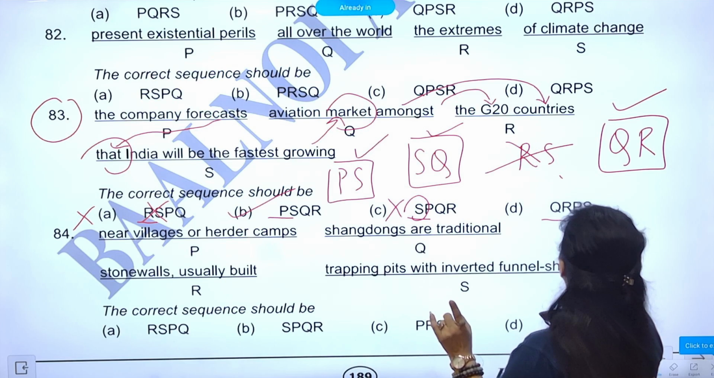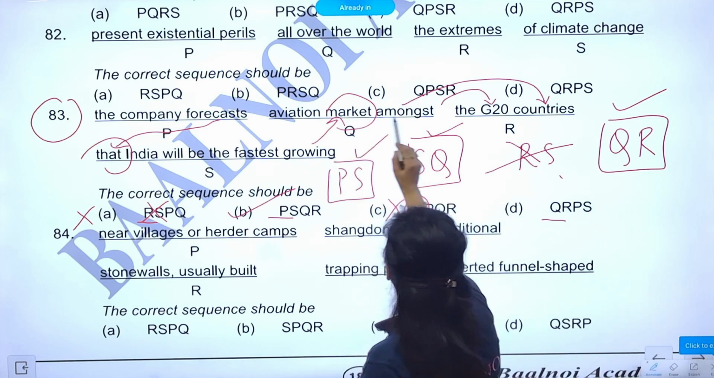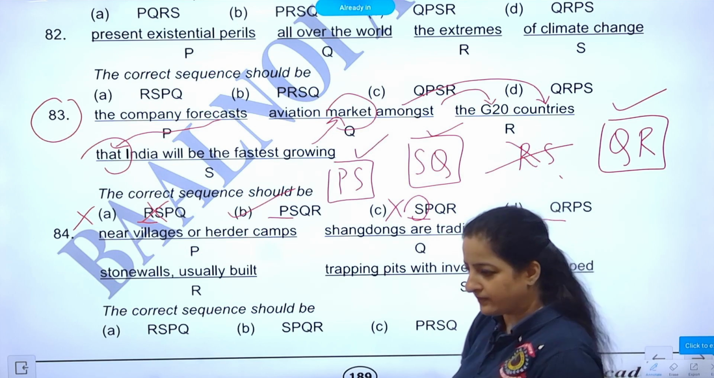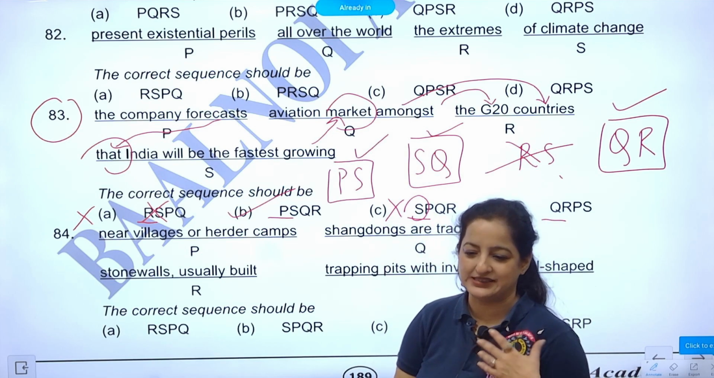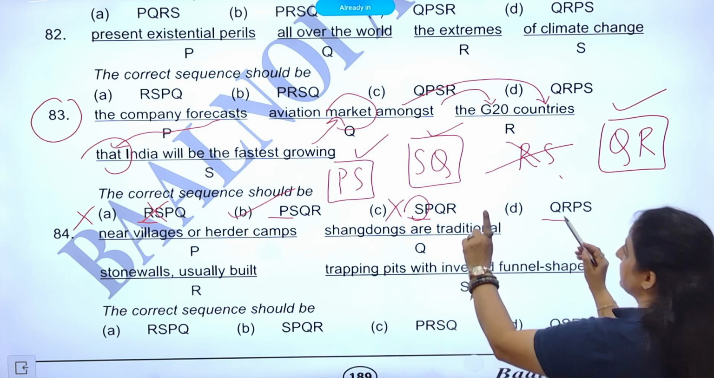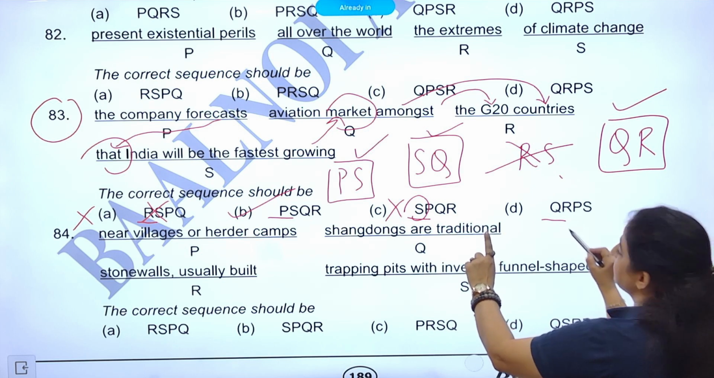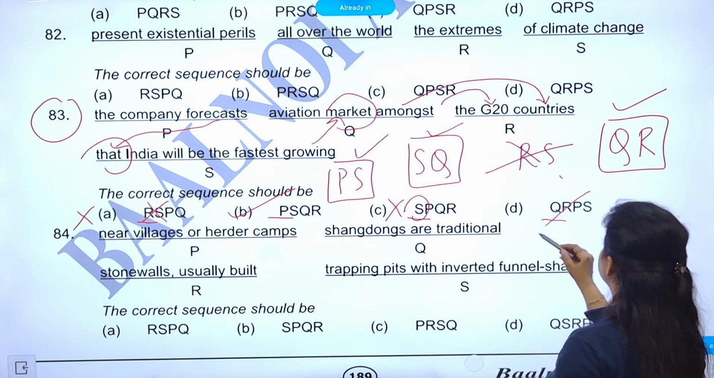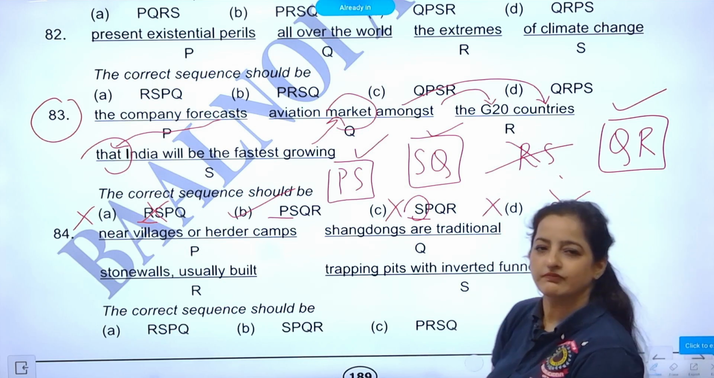Let's do QRPS. Where is Q? Okay. Aviation market amongst. This again is not an independent fragment. There doesn't seem a subject, verb, object. Nothing is there. It doesn't really make sense. Nevertheless, we still proceed. Aviation market amongst the G20 countries, the company forecast. There is absolutely no connection in QRP. This is also not there.